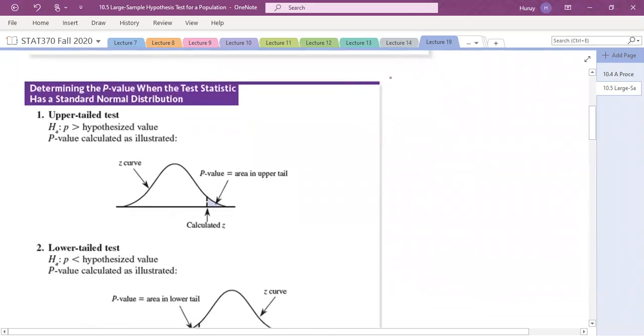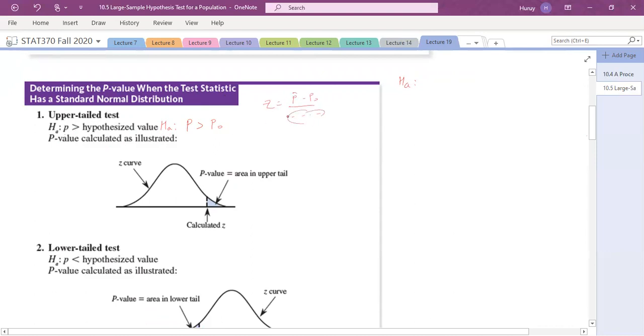Well, it depends. As we said earlier, the p-value depends on the choice of alternative hypothesis, and there are three choices for the alternative hypothesis. Now let's look at each of the three. Let's say the alternative hypothesis is p greater than the hypothesized value, or I can write p greater than p sub naught. Suppose this is the alternative hypothesis. For the test statistic, it doesn't change. It will be the same formula for the z.